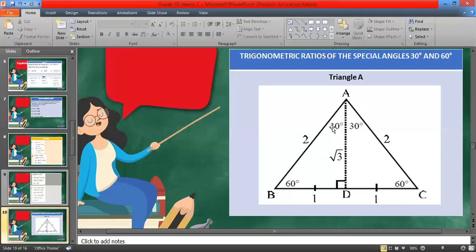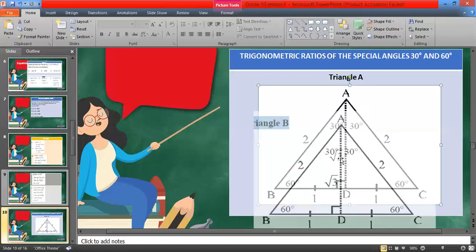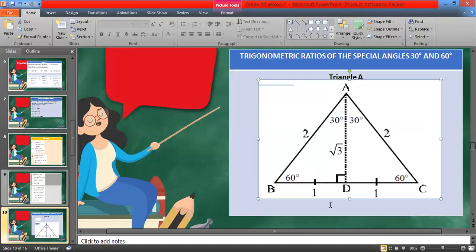That'll be your tan 30, because our angle is here, the opposite is 1, and the adjacent is what? Root 3. So our tan 30 is 1 over root 3. But in your calculator, when you punch tan 30, you're going to get root 3 over 3. So don't be surprised. Here we're saying tan 30 is 1 over root 3 because opposite is 1 and adjacent is root 3. But on your calculator, don't be surprised to see root 3 over 3.